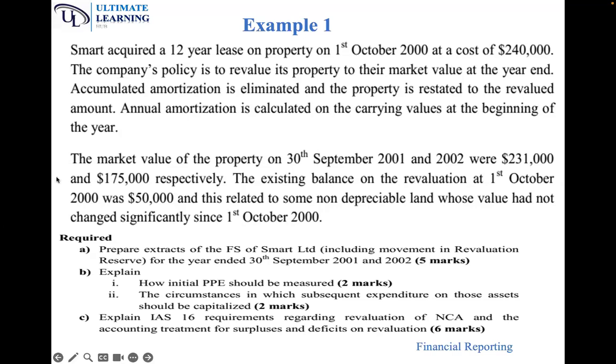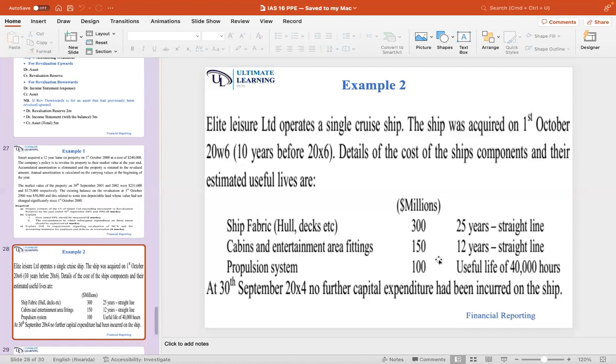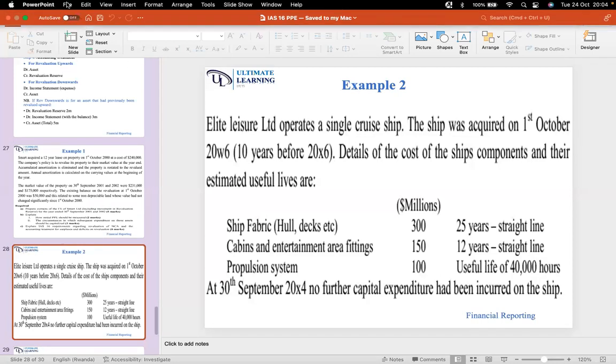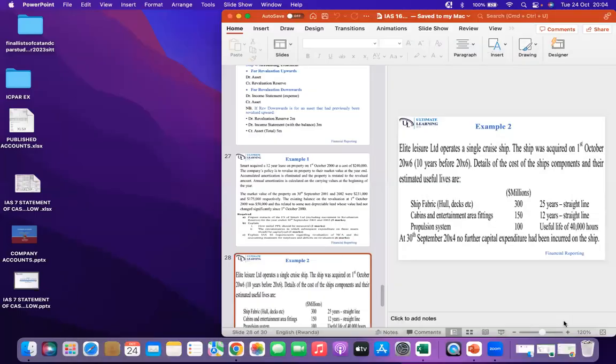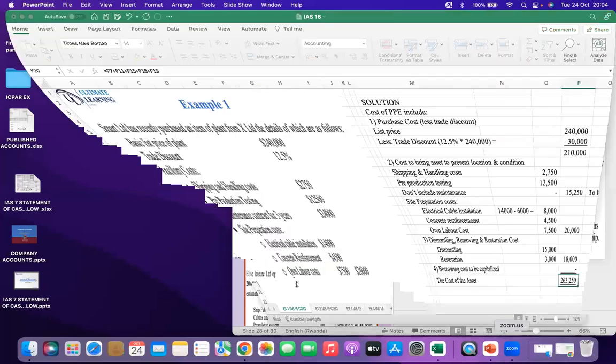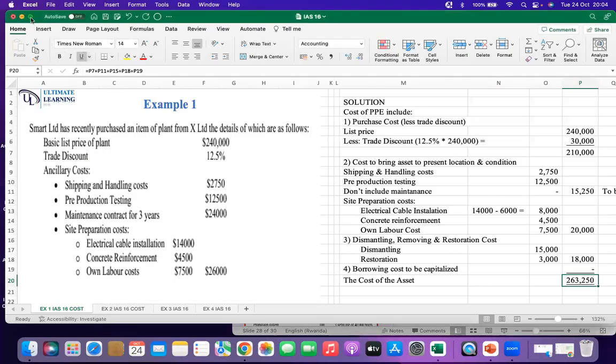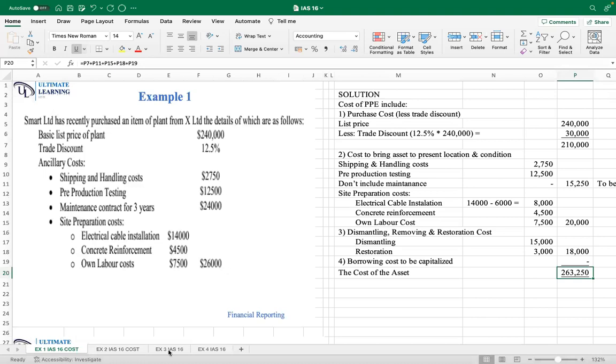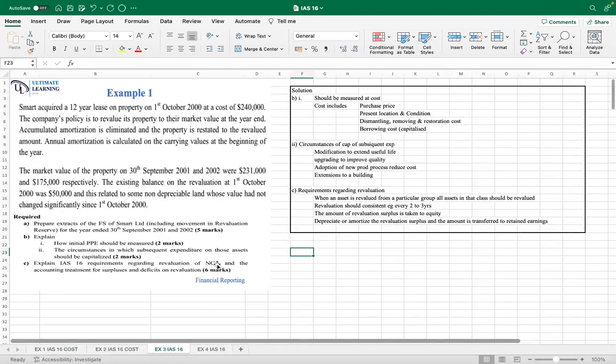15 more minutes. So let's solve this question. Let's solve part A of the question through Excel. The same question, we have it here in Excel.